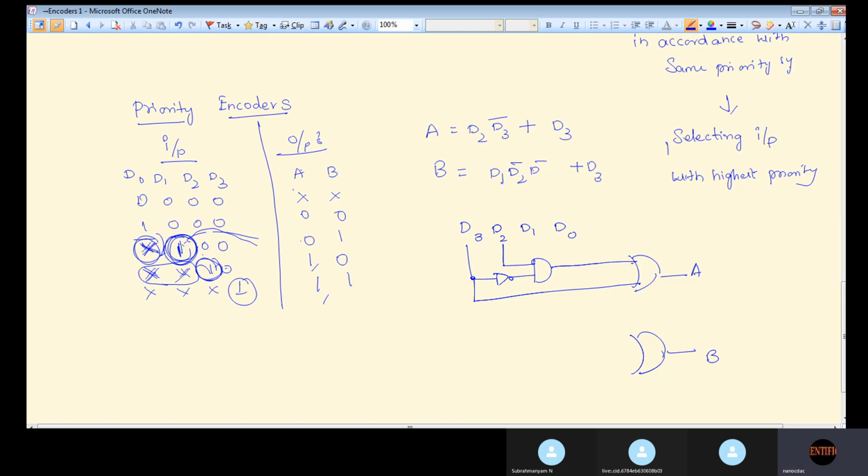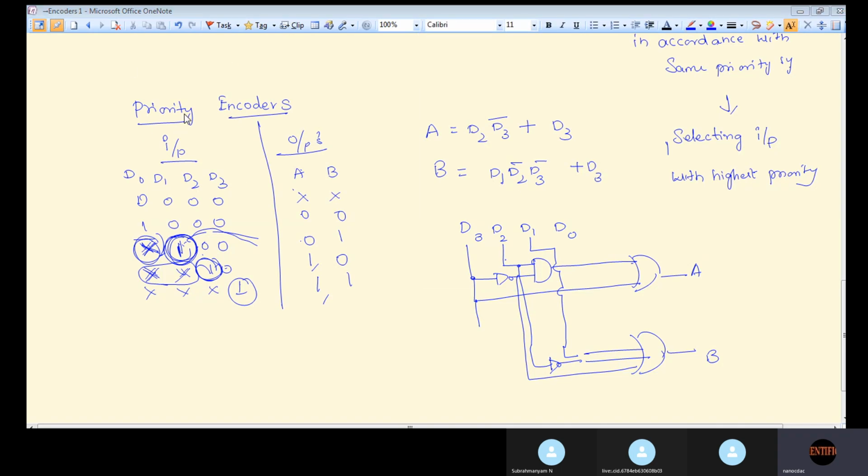What is this, D1, D2 bar, and what is this? D1. D3 bar. Okay, D3 bar, yes. This is D1, D2 bar. From here I am taking one inverter. This is D2 bar and D3 bar. D3 bar is already here, right? D3 bar I am taking and giving to this encoder. These are the outputs of the priority encoder.